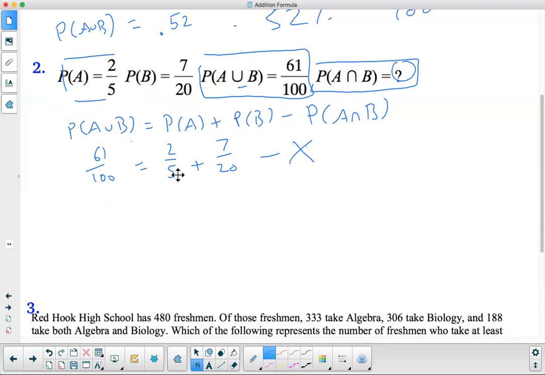61/100. Let's see, 2/5. We could do these in decimals. So this is 0.4. 7 over 20 is 0.35. We don't know that, and this is 0.61. So 0.4 plus 0.35 is 0.75.